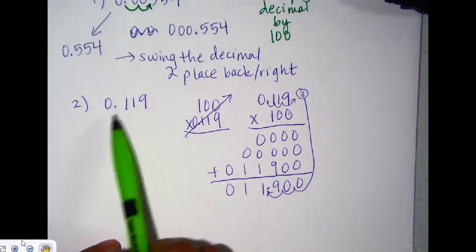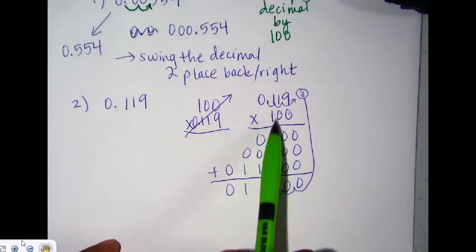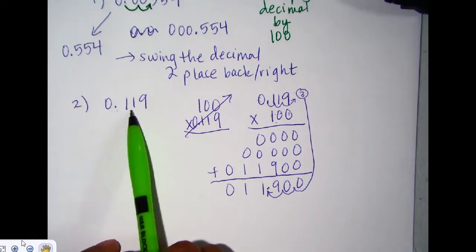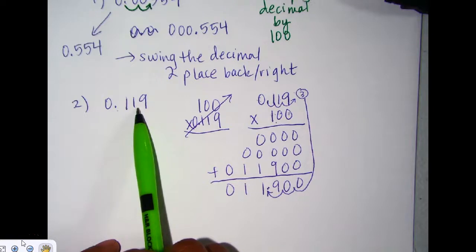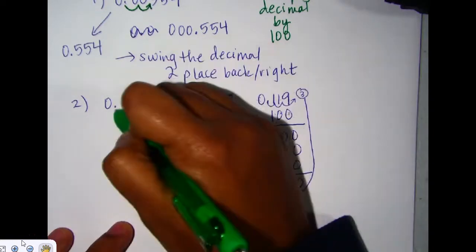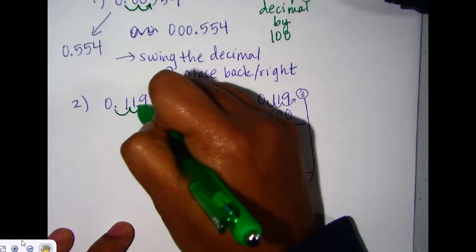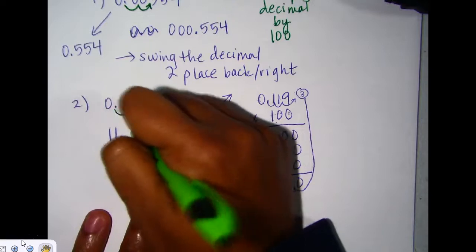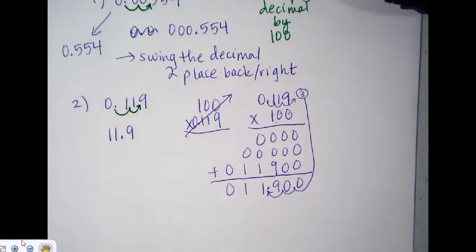That's the same as taking this decimal, like I said. If you don't want to do the multiplying by 100, you swing 2 places back or to the right. So I'm going to swing 1, then I'm going to swing 2, and see, I would be back at 11.9. I'm going to use another color. I'm going to swing this decimal 1, 2 places back to the right, and the final answer is 11.9. So whichever way you'll remember that makes sense to you. Either multiply by 100 or swing 2 places to the back.